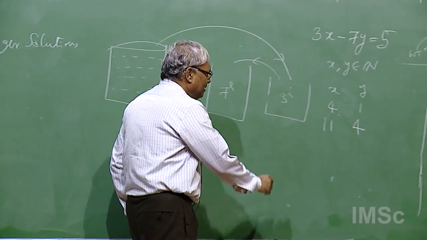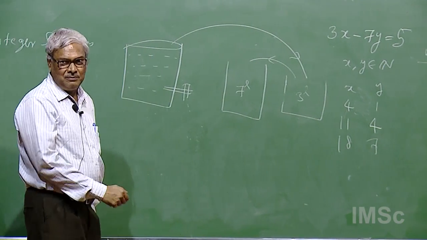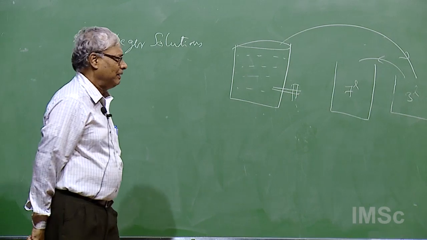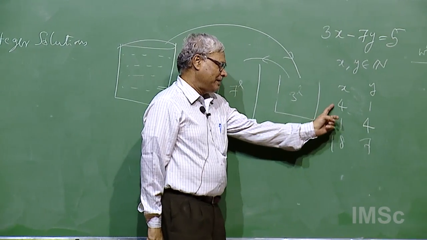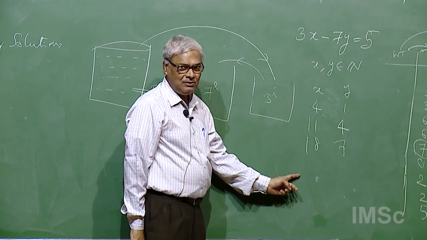18 and 7. 18 and 7, exactly. 18 times 3 is 54. 7 times 7 is 49. 54 minus 49 is 5. Now you see that there is a pattern for the X sequence. So what is the pattern for the X sequence?